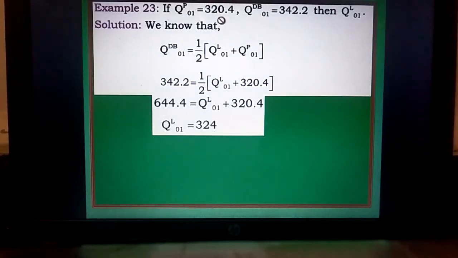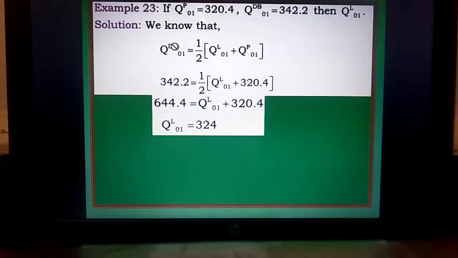If Q01P is given and Q01DB is given, Q01L has been asked. Similar problem compared to the previous one or two problems, but here it has been asked to calculate Q01 Laspeyres. So once when Laspeyres, Dorbish-Bowley's and Paasche's the problem is involving, then we have to use Dorbish-Bowley is the arithmetic mean of Laspeyres and Paasche's quantity index numbers. So that is what has been written in terms of mathematical notations.